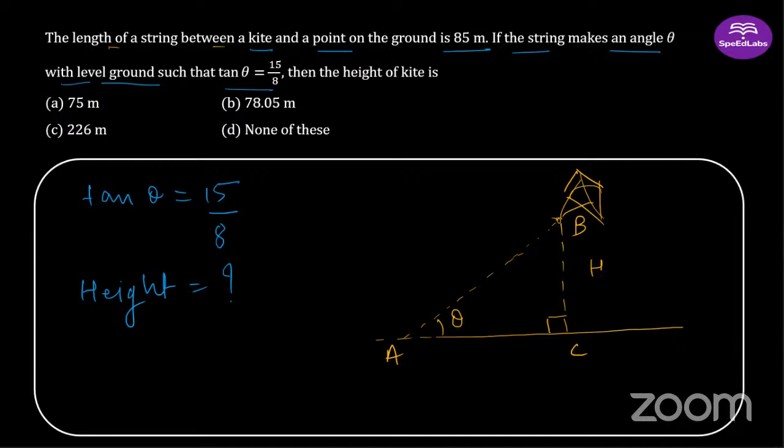Yeah, BC. So we will take the same tan theta, P by B. Okay, we can take that also. But what is given? The length of the string between a kite and the point. So this particular 85, first tell me, would be equal to what? AB or AC or BC? This is AB. 85 is AB. So this is our 85 meter.